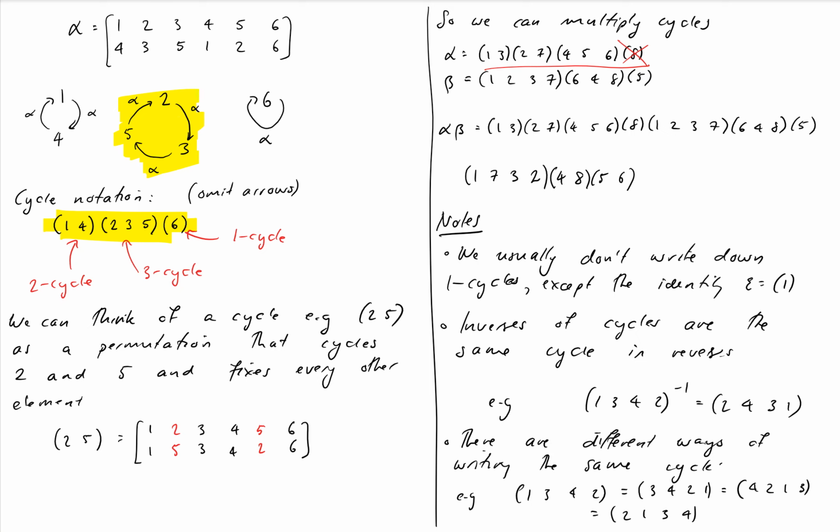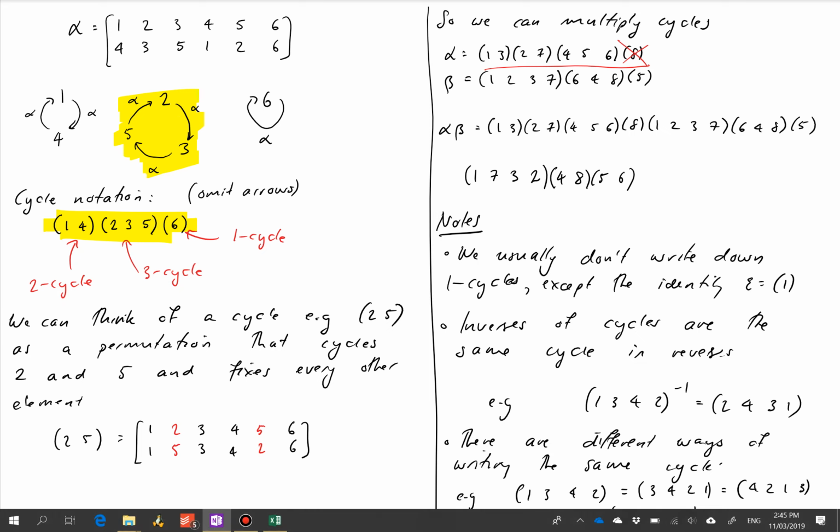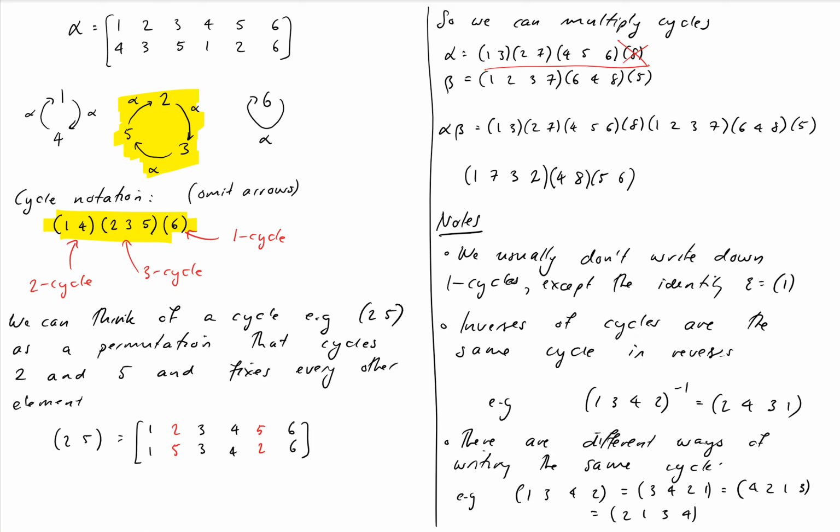So don't get tripped up by this. There are multiple ways of writing the same cycle. In each one of these 4, the elements appear in the same order, so that's all good. But we need to be aware that it doesn't matter which one we start at. So for example, if we're trying to count cycles, we need to make sure we account for the fact that we can write them in different ways.